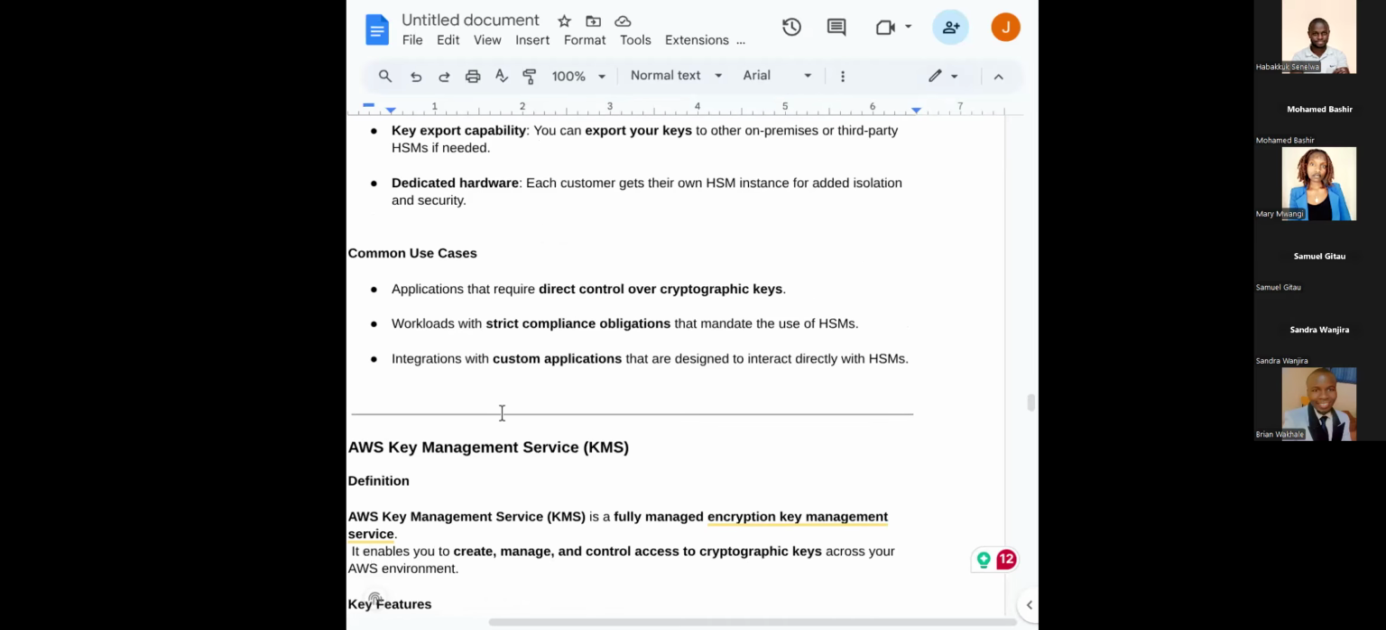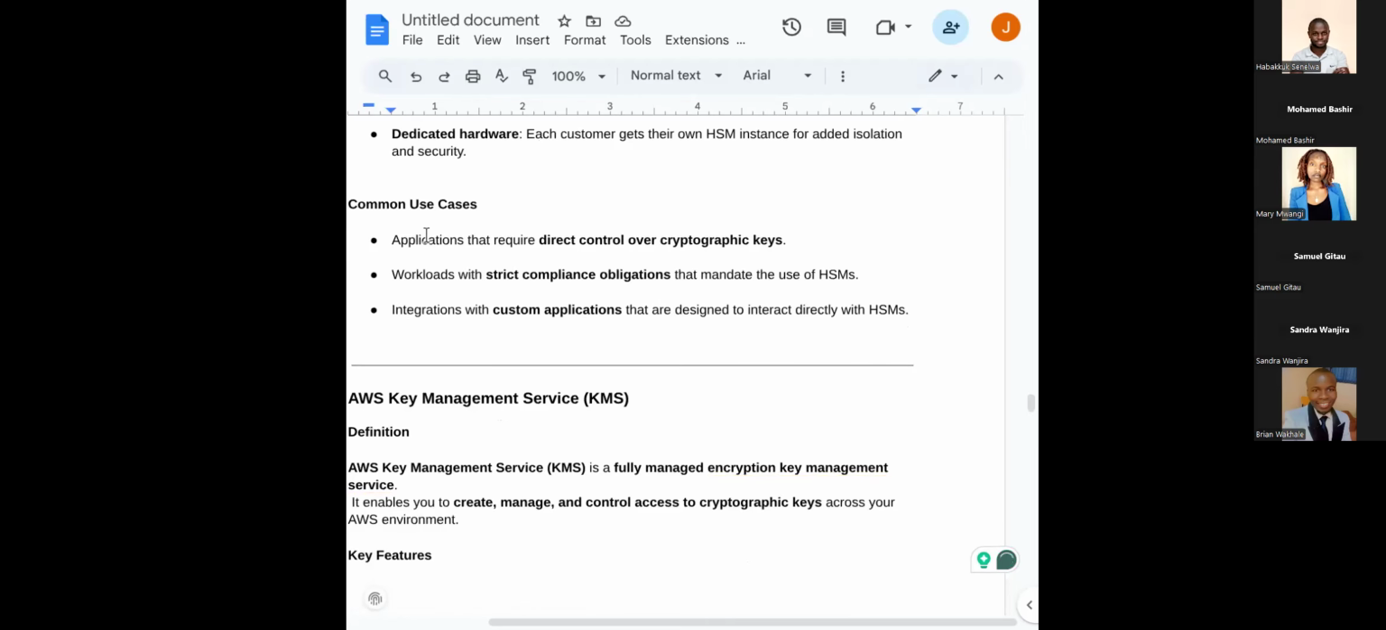And what are the common use cases that you might need an HSM? You might need it if your applications require direct control over cryptographic keys. For example, those who use Paystack, I'm sure you have seen something like this. And if your workloads have strict compliance obligations, for example, if you're dealing with a lot of customer data, if you're a government, a bank, or a hospital, and integrations with custom applications. So if I had an HSM and I wanted to create a secure Paystack account, I'd use my HSM for that.